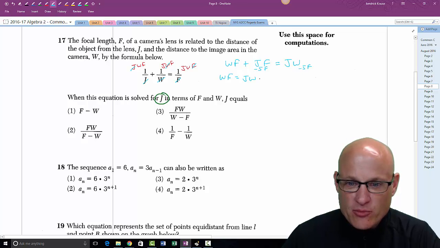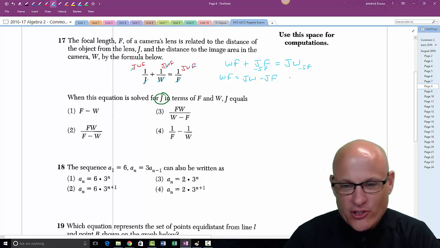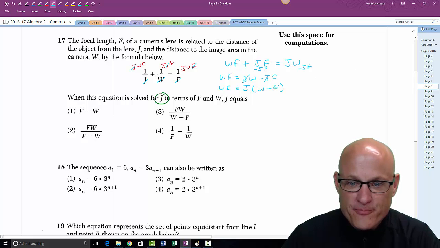So I get JW minus JF. Now those can't be put together because they're not like or similar terms. And here's the tricky part of this whole problem. You have to factor out the J. So I end up with WF is equal to J parenthesis W minus F. So you took the J out of both of them.